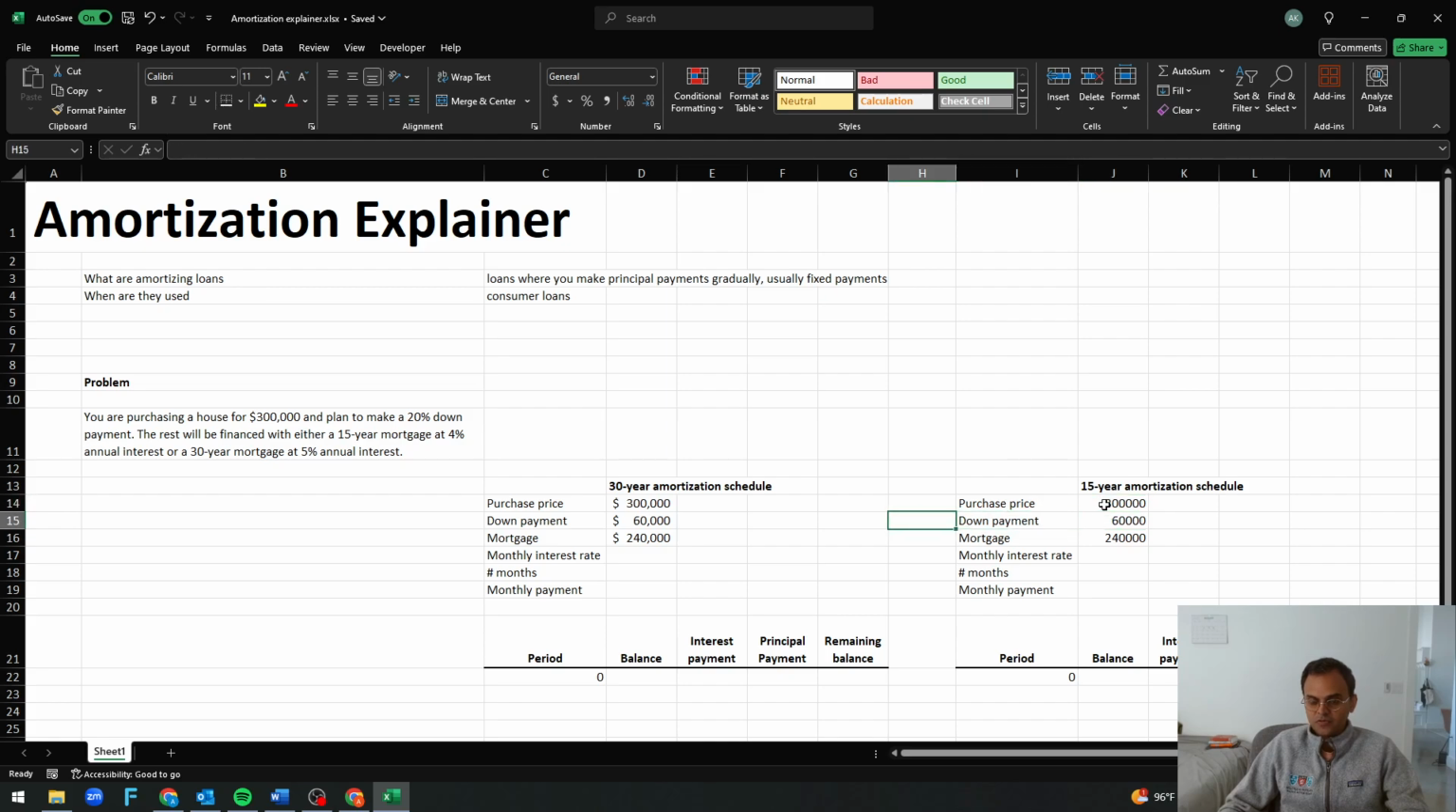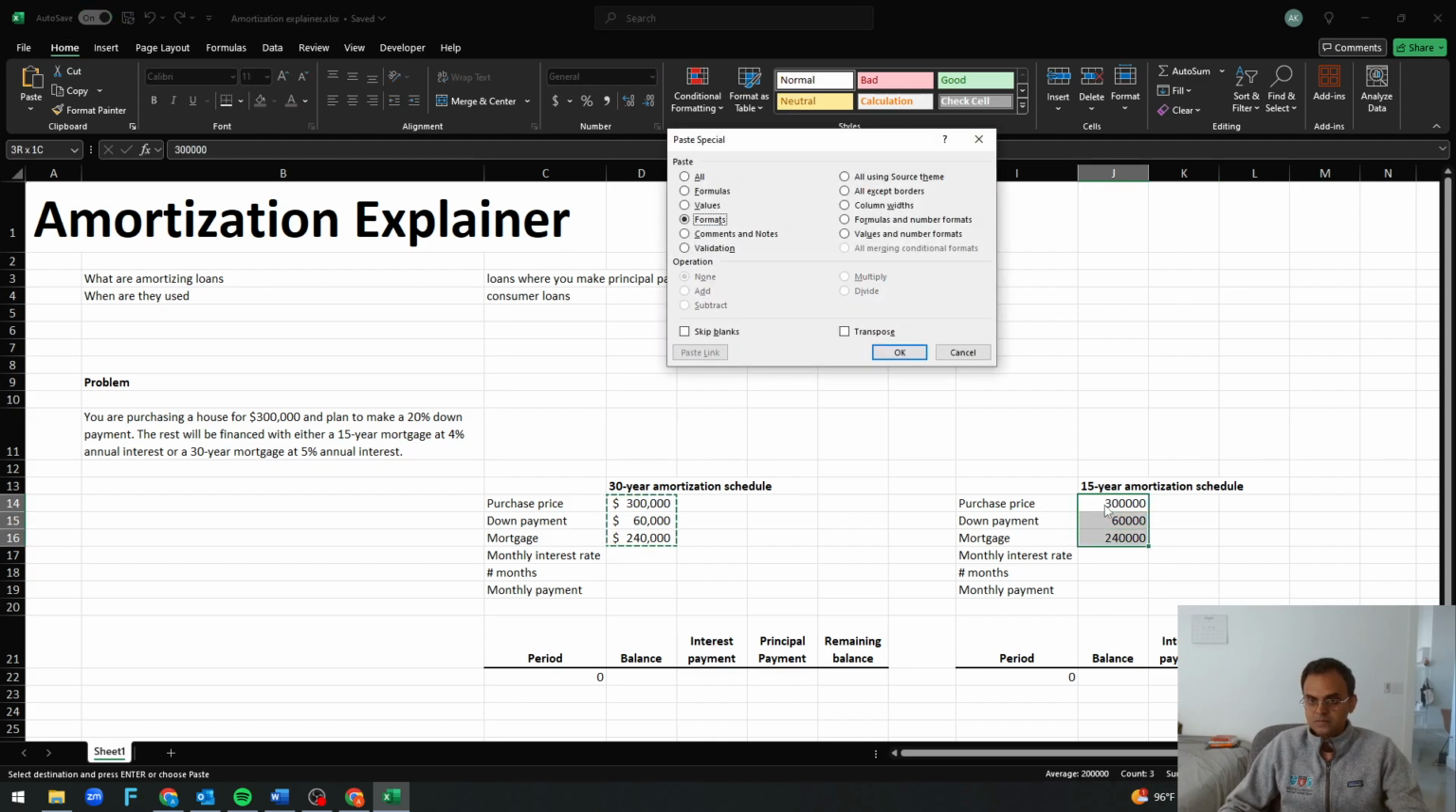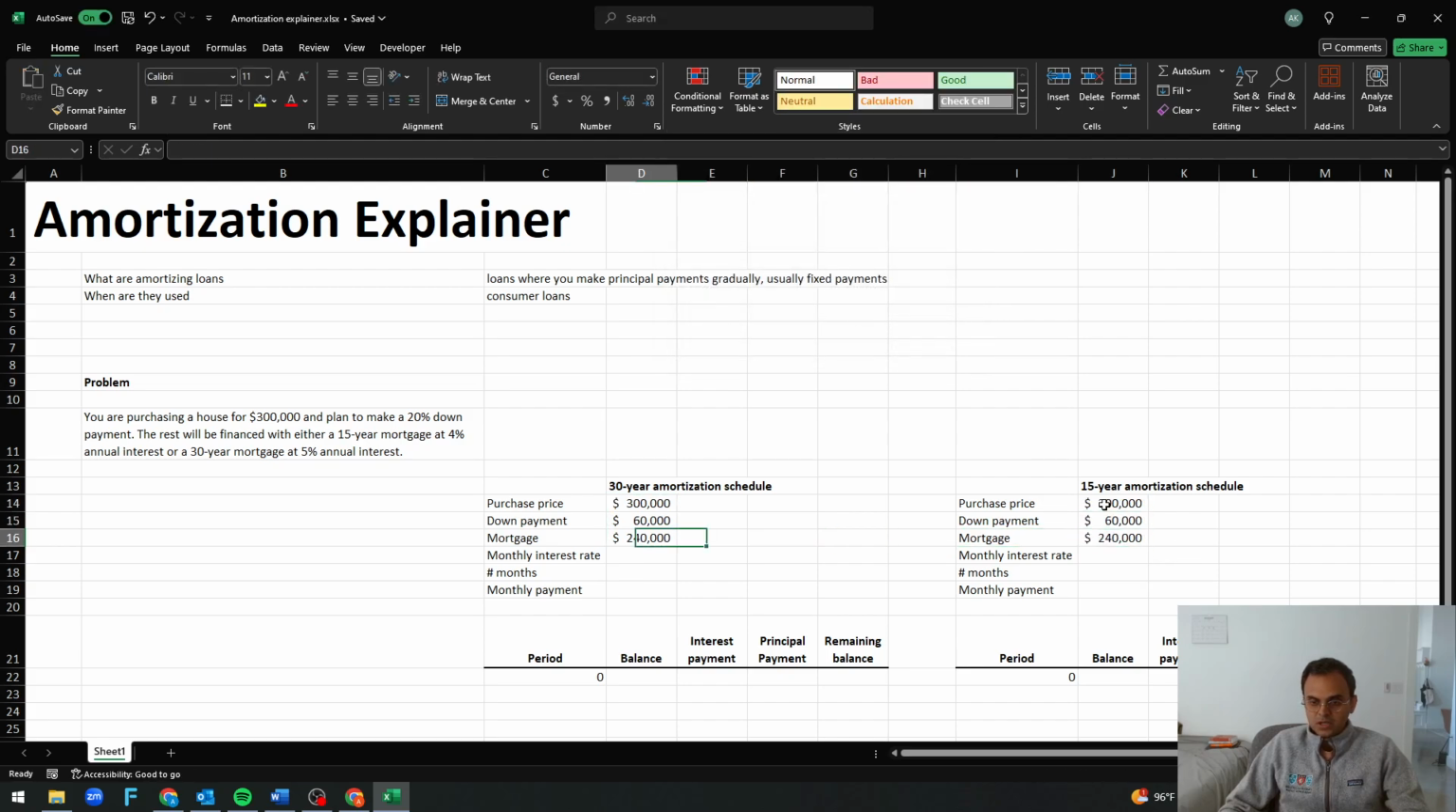same for the 15-year. The monthly interest rate on the 30-year is 5%, so we do 5% divided by 12. And then the number of months, the 30-year mortgage is for 30 years, 12 months per year. So the total number of months is 360.